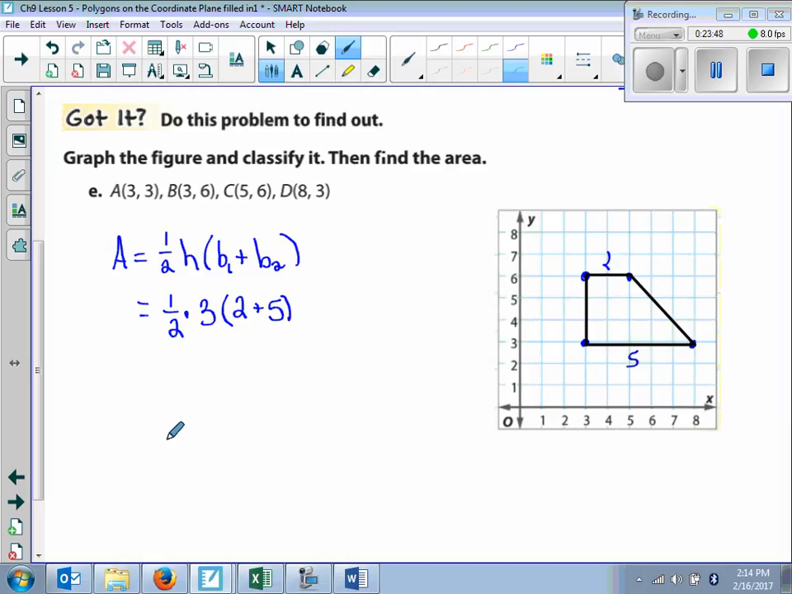And now we can simplify. So we've got 1/2 times 3 times 7. So this is half of 21, which is equal to 10 and 1/2. Very good. So you can put 10.5. What do I put for my label? Units squared.